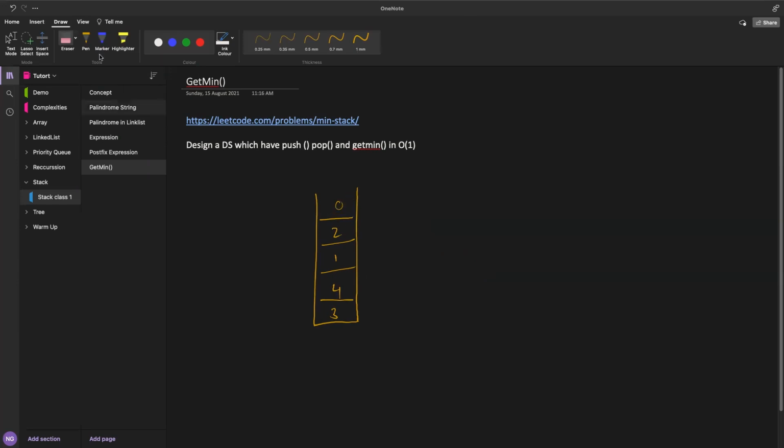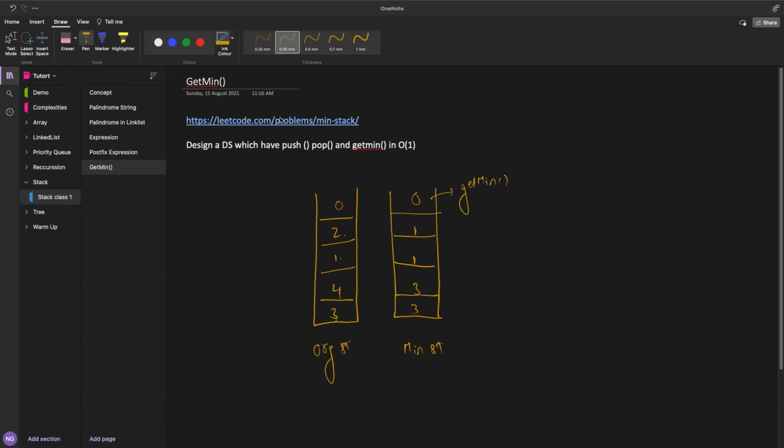To do so, we can take one more stack and maintain the minimum in that. For example, I push 3. For 3, the minimum value is 3. For 4, the minimum value is 3. For 1, the minimum value is 1. For 2, the minimum value is 1. For 0, the minimum value is 0. So this is the original stack and this is the min stack. This is the push operation. At any point of time, you will get the minimum element at the top of the second stack.